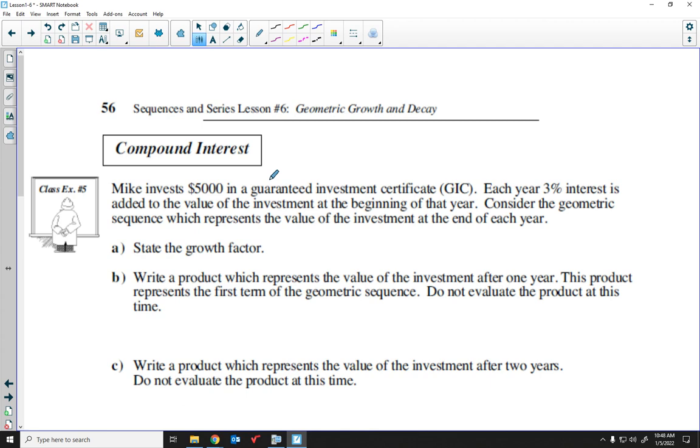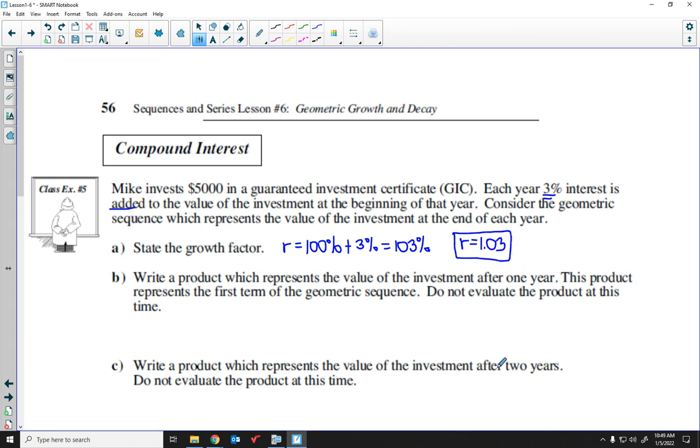Okay, so A, we're going to start off by stating what the growth factor is. So to do this, we'd have R is equal to 100% of the present value, and 3% interest is we're adding that amount every single year. So plus 3%. This would be 103%. And then if you convert it to a decimal number, R is equal to 1.03.